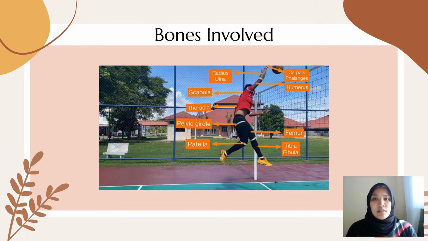Okay, this is the bone involvement. The first ones are radius and ulna, carpals and phalanges, humerus, femur, tibia, fibula, patella, pelvic girdle, thoracic, and scapula. Volleyball is a sport in which participants engage a lot of their bones, since it is a highly intense activity that requires the body to move, turn, twist, bend, and stretch.